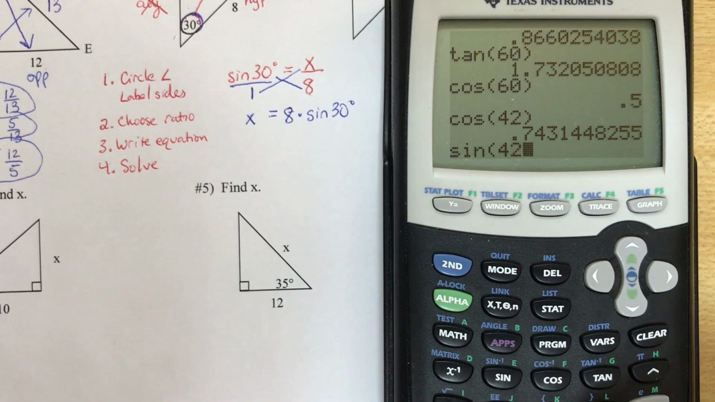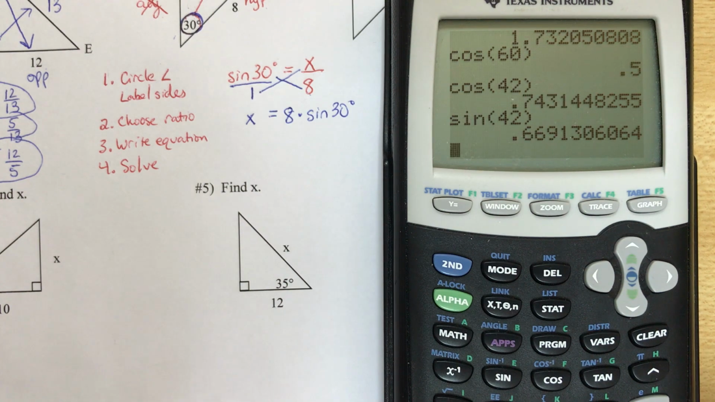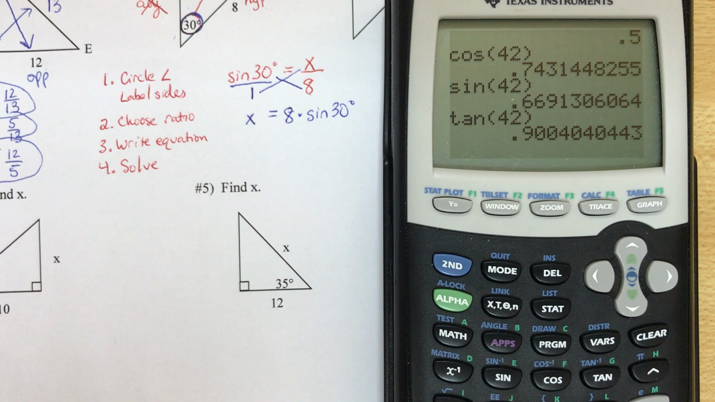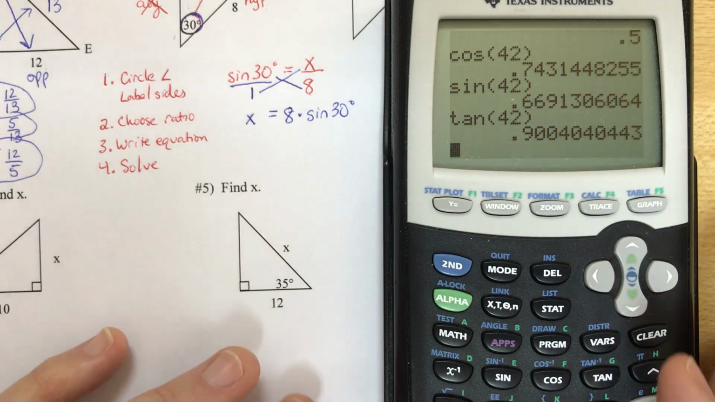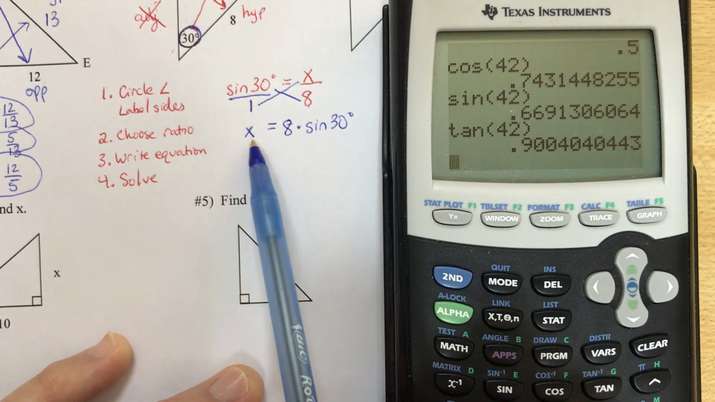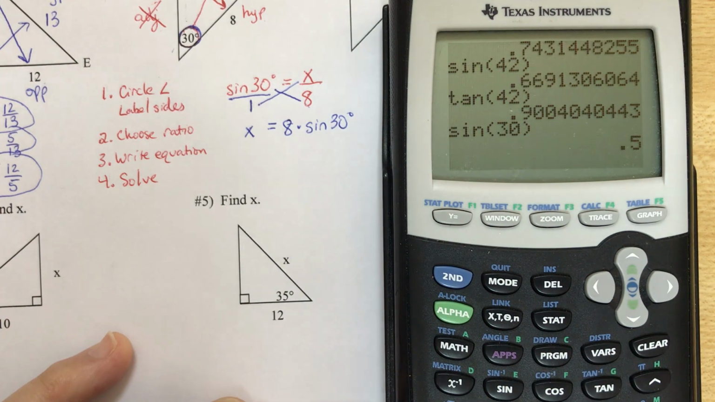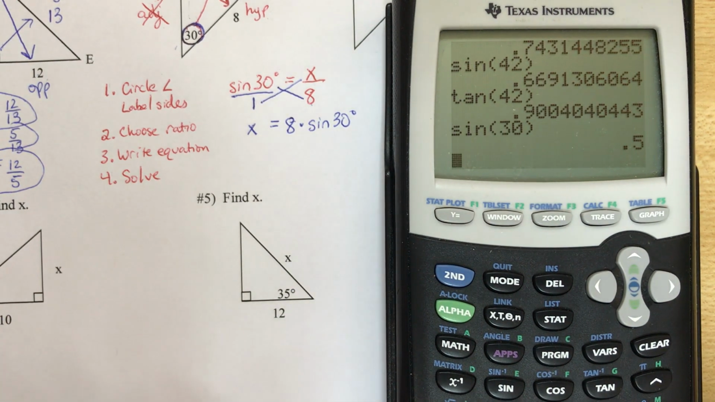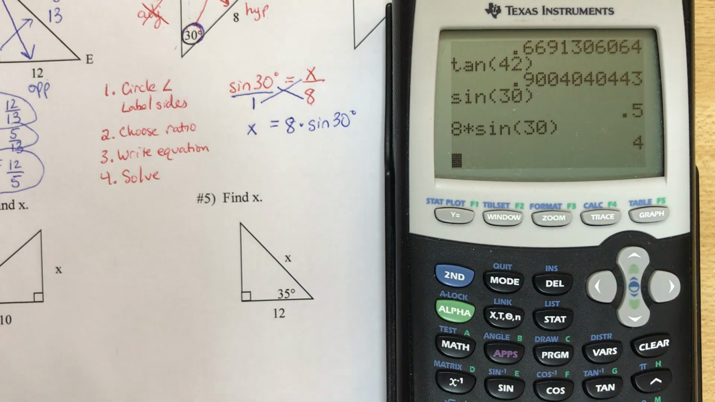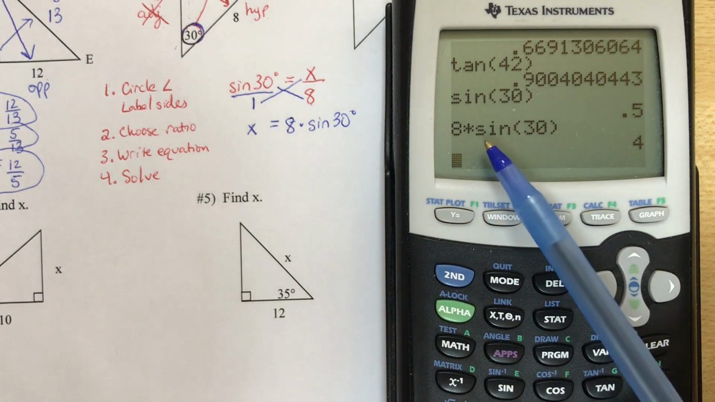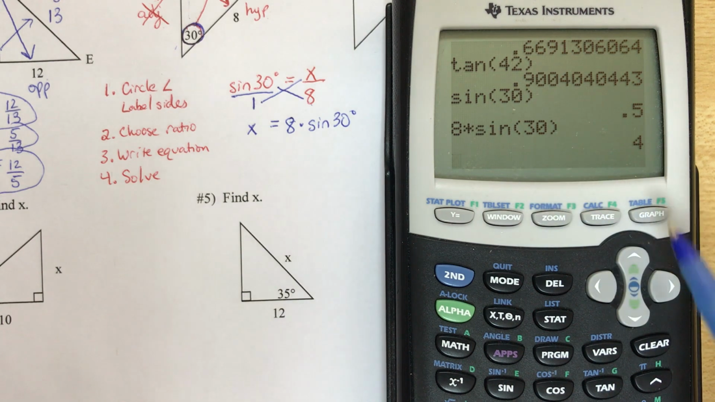Sine 42 degrees. Tangent 42 degrees. If you're using a calculator, you're probably going to get these decimals here. Now, what I want to do in this problem is 8 times sine 30. If I just type sine 30, that's also 0.5, interesting. 8 times the sine of 30 equals 4, because it's 8 times 0.5, and that gives me 4.